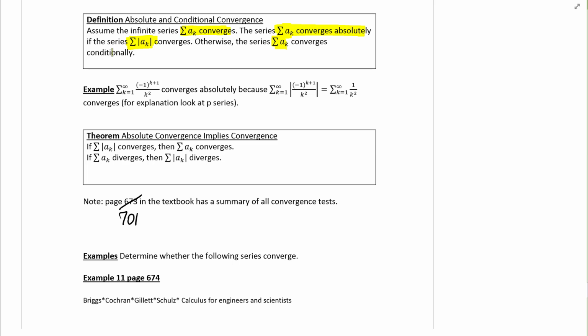So let's look at this example. Sum as k goes from 1 to infinity of negative 1 to k plus 1 over k squared converges absolutely, because the sum as k equals 1 to infinity of the absolute value of negative 1 to k plus 1 over k squared equals the sum as k equals 1 to infinity of 1 over k squared. So it converges. This one also converges because of the p-series, right? The actual p value equals 2. So these are series that converge.